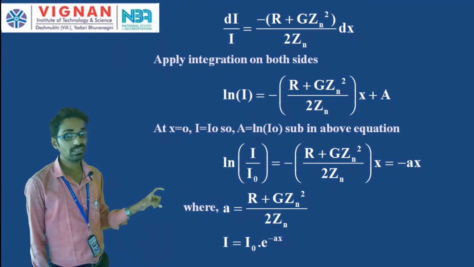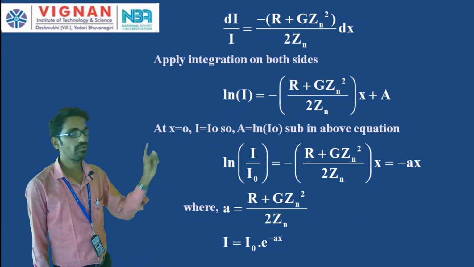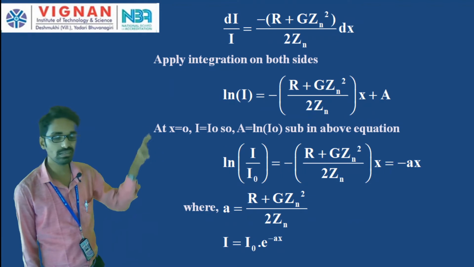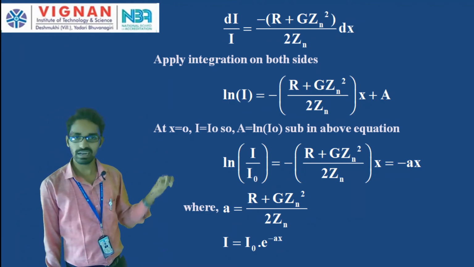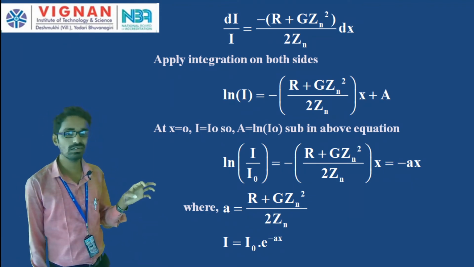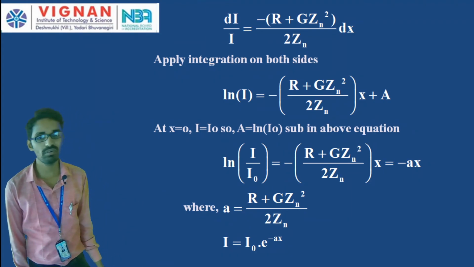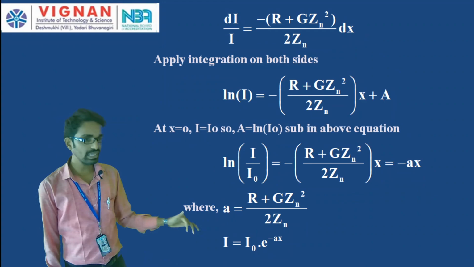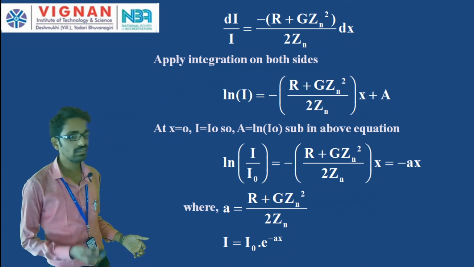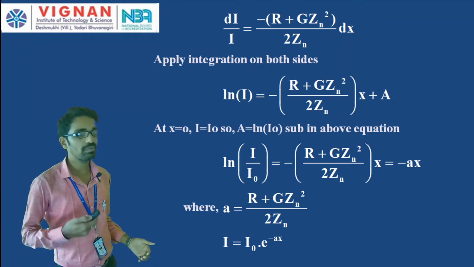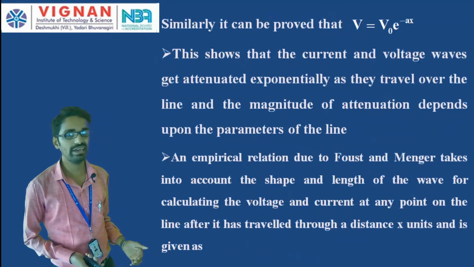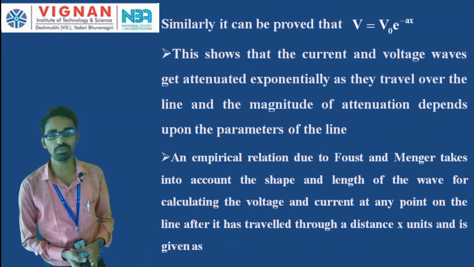So I is equal to I0 into e power minus alpha x, because if I bring this natural logarithm to the right hand side, you get the e power value. So we can easily calculate the term, that is V equal to V0 into e power minus alpha x. The same term we can prove.